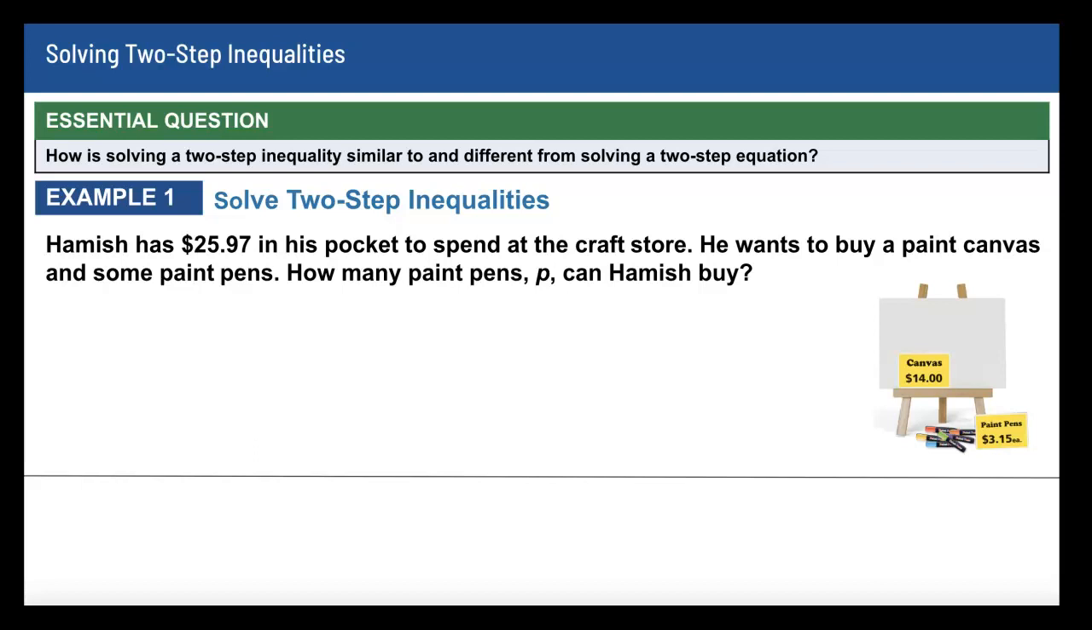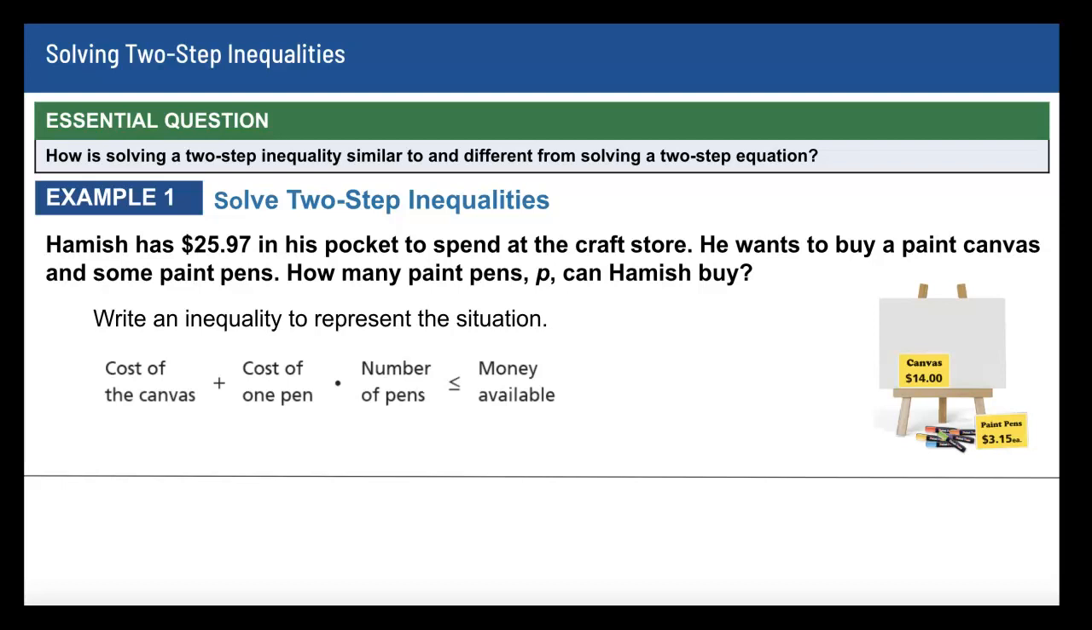Hamish has $25.97 in his pocket to spend at the craft store. He wants to buy a paint canvas and some paint pens. How many paint pens can Hamish buy? Well, we want to write an inequality to represent this situation.